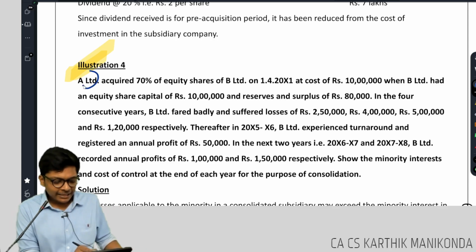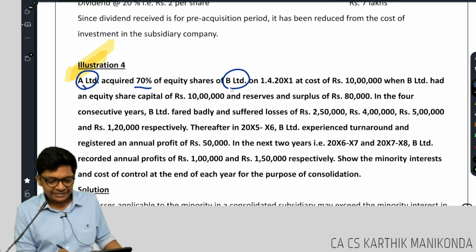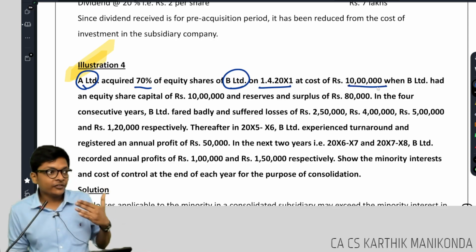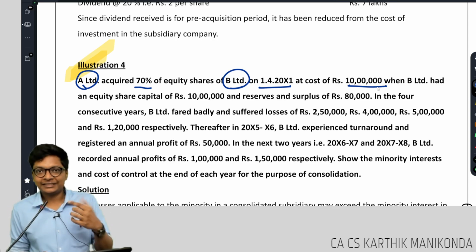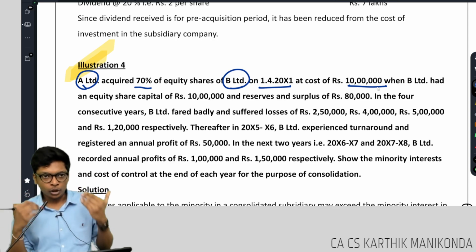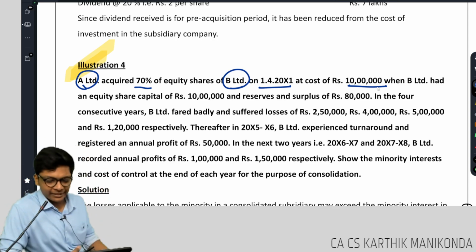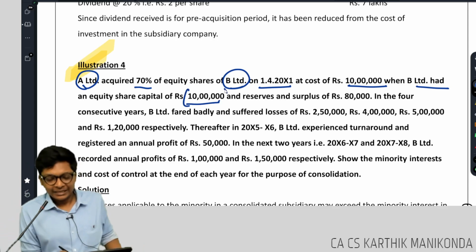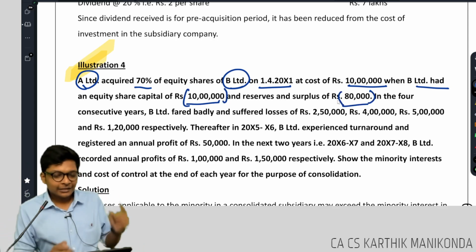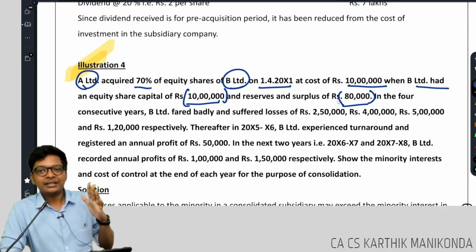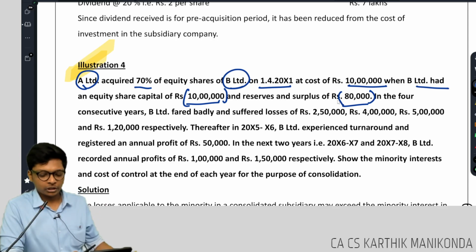A Limited acquired 70% equity shares in B Limited on 1st April 2021 at a cost of 10 lakhs. So my cost of investment, what I paid, is 10 lakhs. I am again telling you, what you paid against what you got. But in the exam, don't write that. What you paid, cost of investment, less pre-acquisition, when B Limited had an equity share capital of 10 lakhs and reserves of, now you know you can compute minority on that day, you can compute goodwill or capital reserve on that day. We will do that later. Let's go to the question.